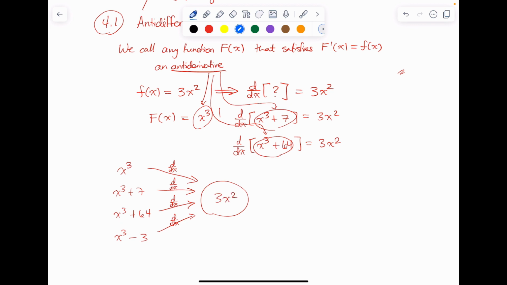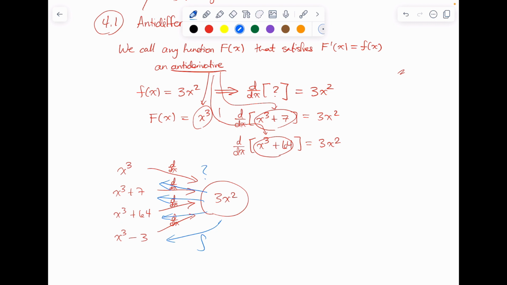So one question we could ask is, okay, if the integral is the opposite of differentiation, which one is it going to take us to? It's a very good question. How do we know?